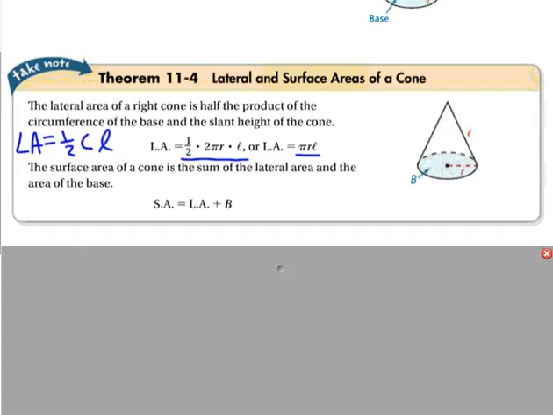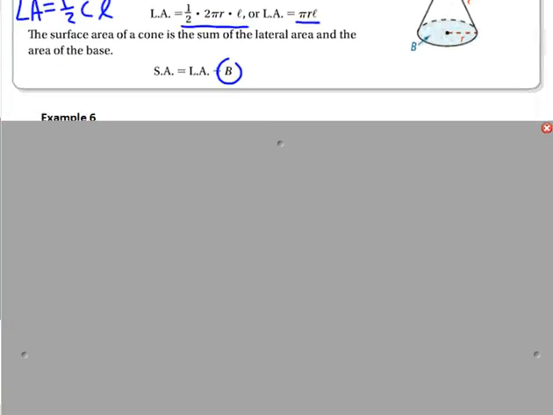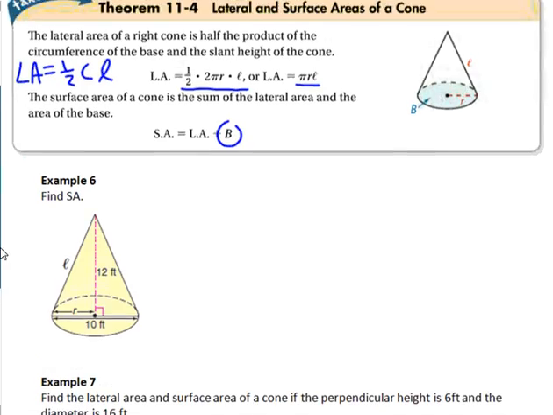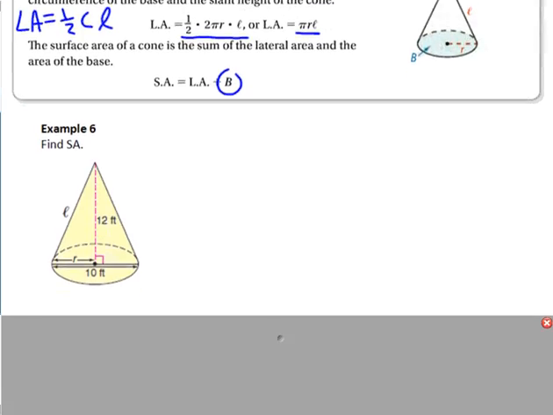1/2 2 pi r, that's the circumference, times the slant height, or pi times the radius times the slant height, because when you take 1/2 and do the 2, that cancels each other out. And then the surface area itself will be just adding the area of the base to it. So unique ways to find surface area of cones and pyramids. We're going to do an example here with a cone. So I'm going to leave that here so we have the formulas. So let's first find the lateral area, and then we'll find the actual surface area.